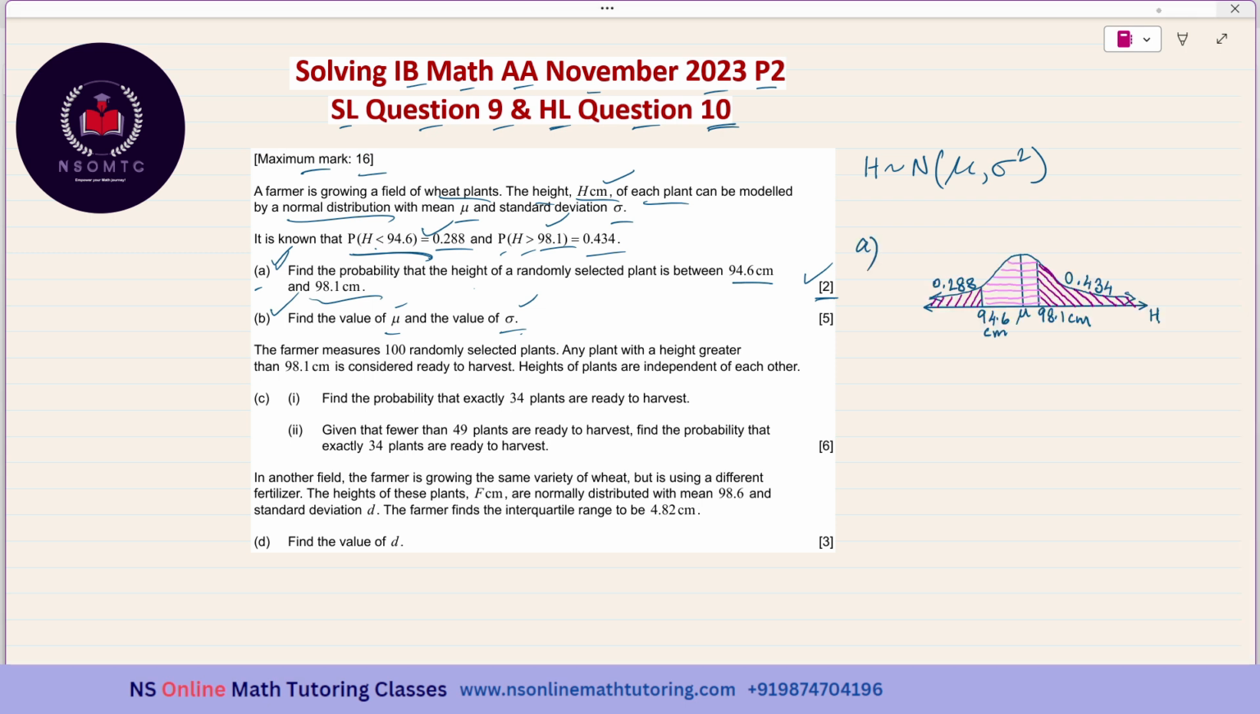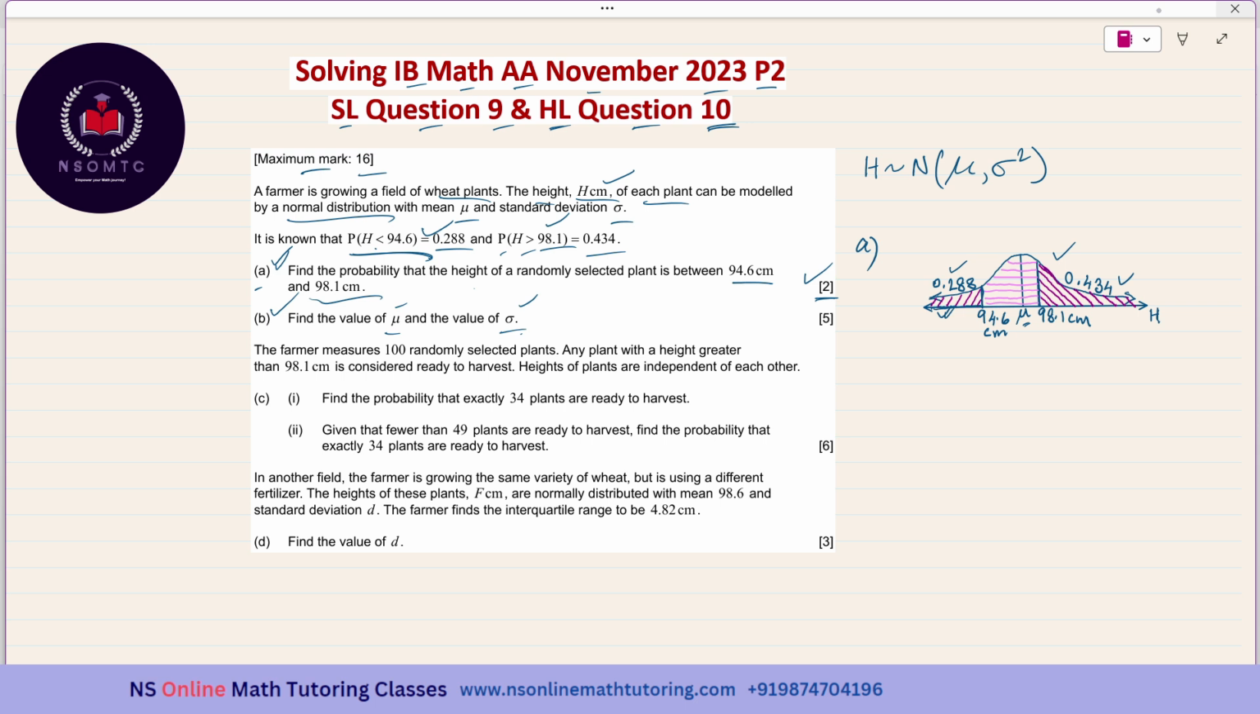For that, it is better if we sketch a rough graph of the normal distribution function. Now this is the normal distribution curve. This is the mu and this is most probably 94.6 centimeters. The part with heights less than 94.6 centimeters has probability 0.288, and the probability of height greater than 98.1 centimeters, that is this region, is 0.434.